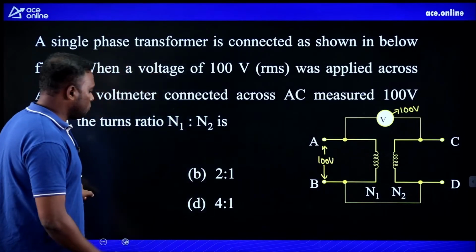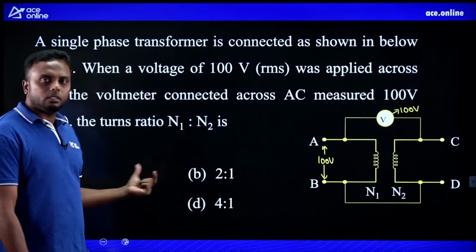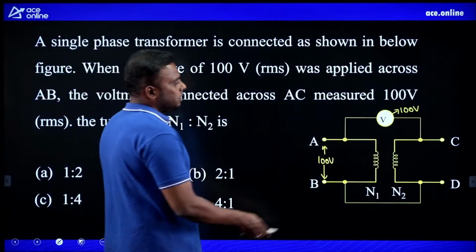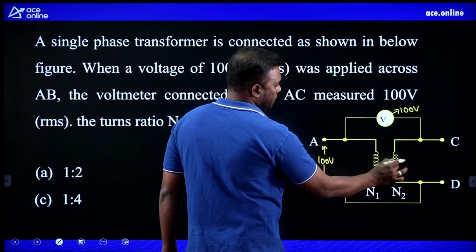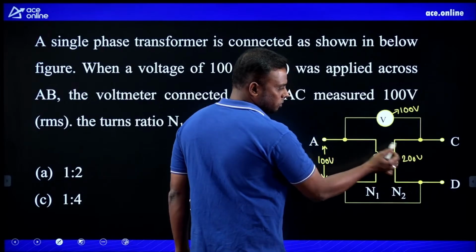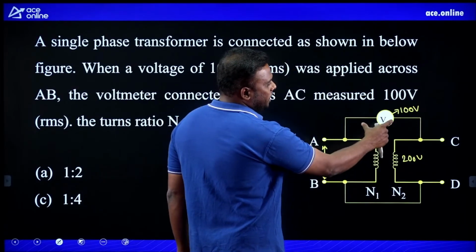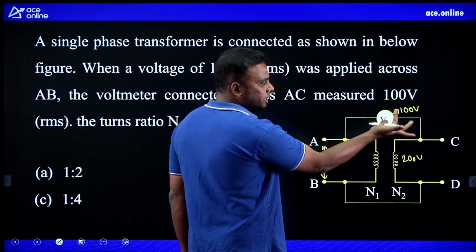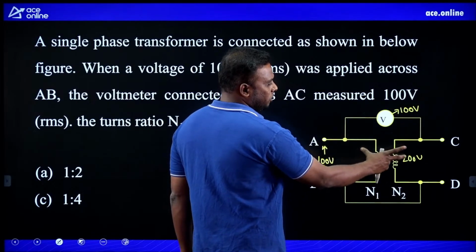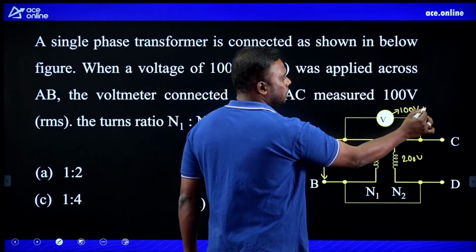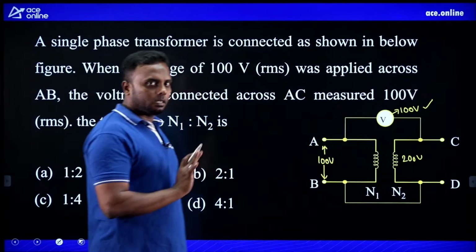Suppose you choose the first option, 1:2. With 100 volts applied, here 200 volts will come. That is 1:2. Now if the voltmeter reads the sum, it should show 300, but it is not. The difference of the two is 100 volts, so it is showing 100 volts here. So it is accepted, it is correct.